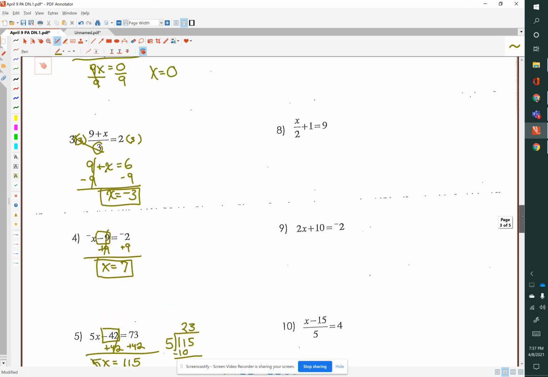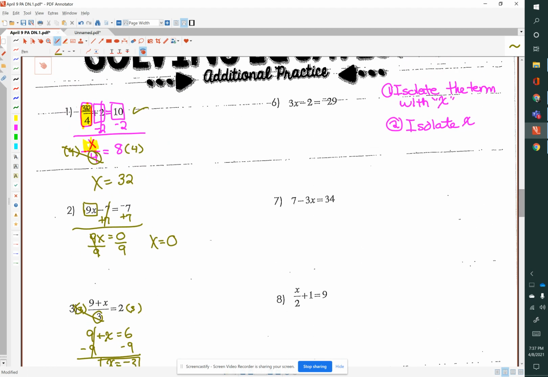So let's move on to number 6. 3x minus 2 equals 29. So I'm going to isolate the 3x by adding 2 to both sides. Whatever I do to one side, I do to the other. And 3x equals 31.